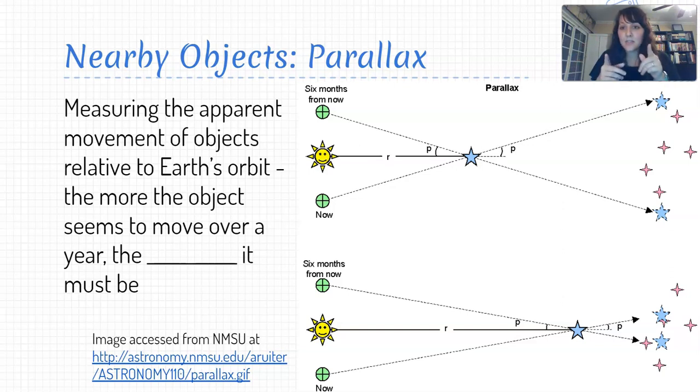And hey, AP Psych students, you know this same idea as the monocular depth cue of relative motion. So just a cross-curricular connection there.